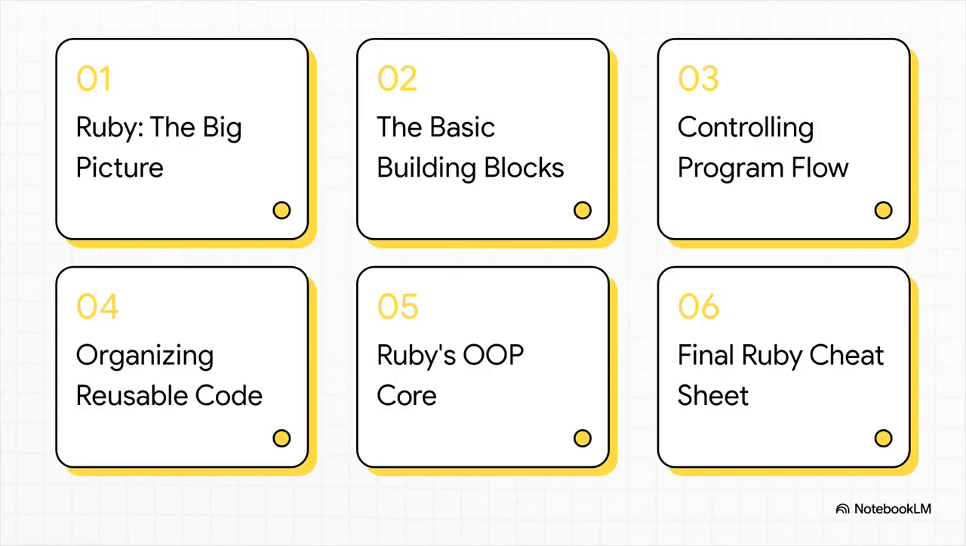So here's our game plan. We're going to start with the big picture, where Ruby even came from. Then we'll get our hands dirty with the basic building blocks, learn how to make our programs smart with logic, and keep our code clean and reusable. And finally, we'll unlock Ruby's most powerful idea, its object-oriented core, before we wrap it all up with a handy cheat sheet of the essentials.